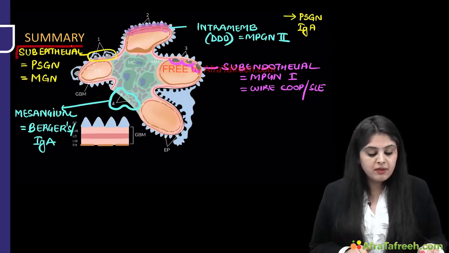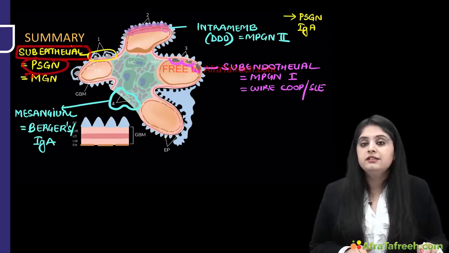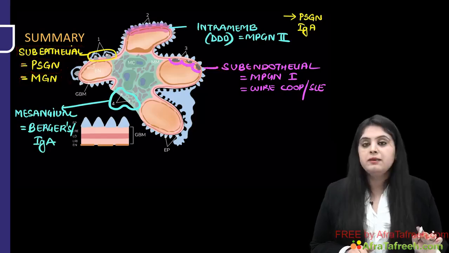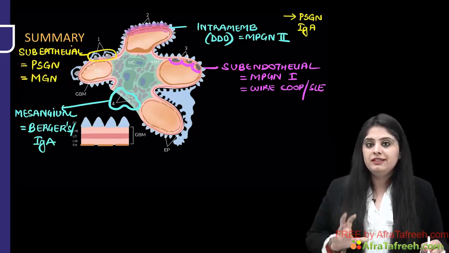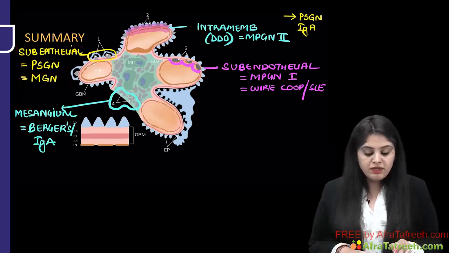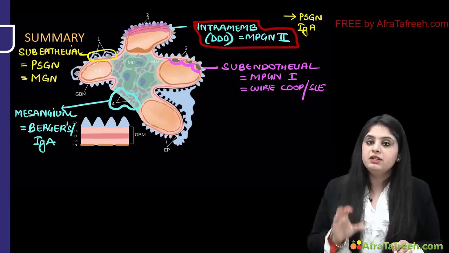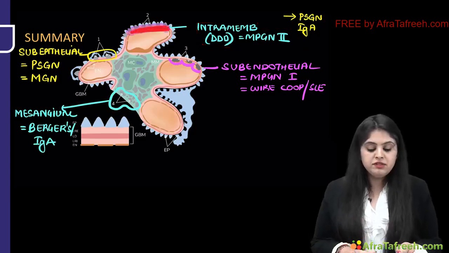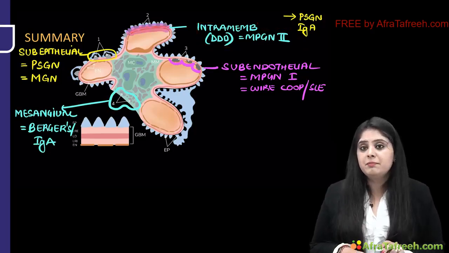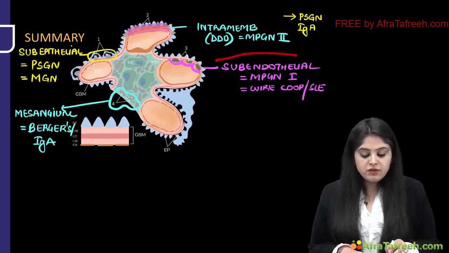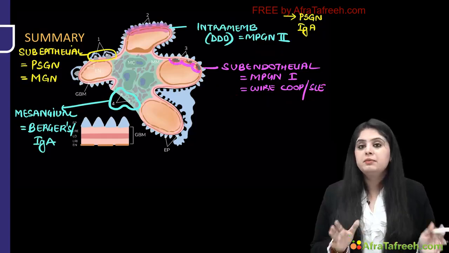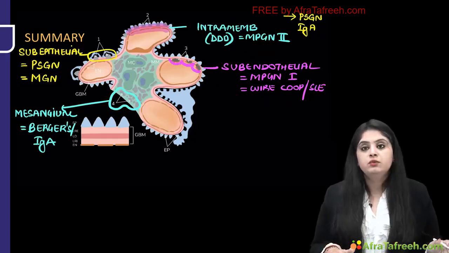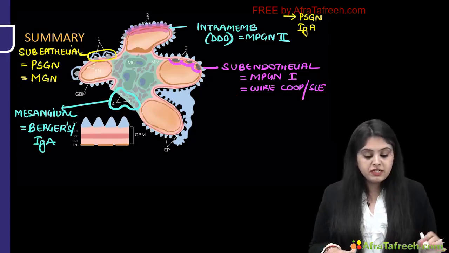Let's pick up. When you're talking about subepithelial, you have one in kids and one in elderly, so PSGN and MGN. Berger's is very simple. Berger's is somewhere in the middle, so that is going to be mesangium. When we talk about intramembranous, there is only one, the dense deposit disease, that is DDD, MPGN type 2. And then whatever you are left with, subendothelial, the least that we studied, MPGN type 1, and the wire loop lesions. With which we have studied this summary.